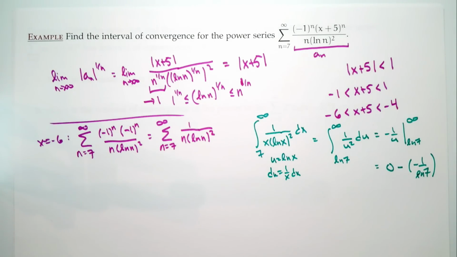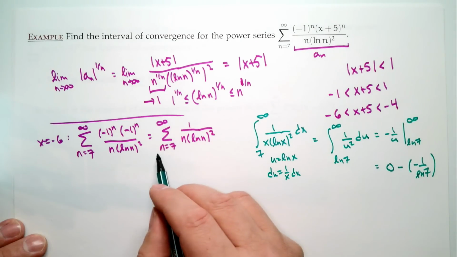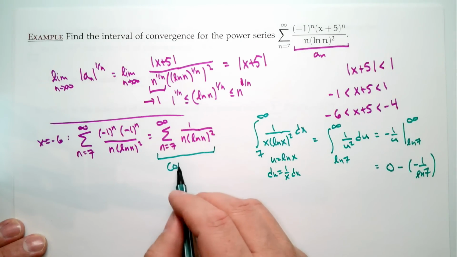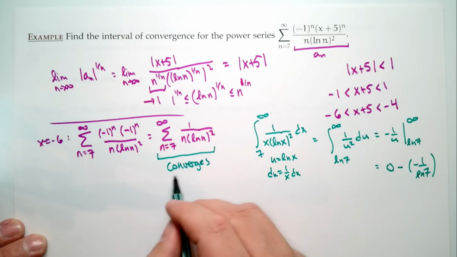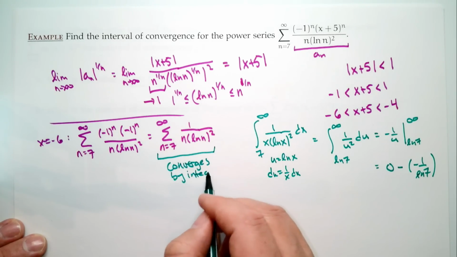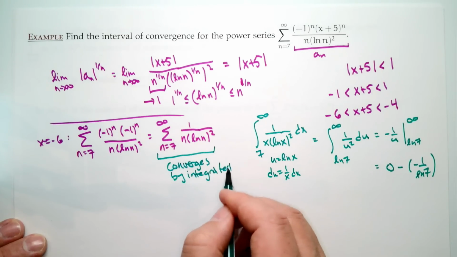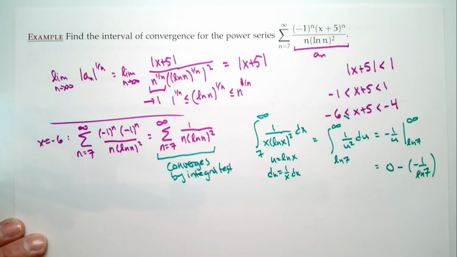What does that say about the sum? Yeah, the sum is finite. So this converges by the integral test. So that tells us that we're going to include -6 in our interval.